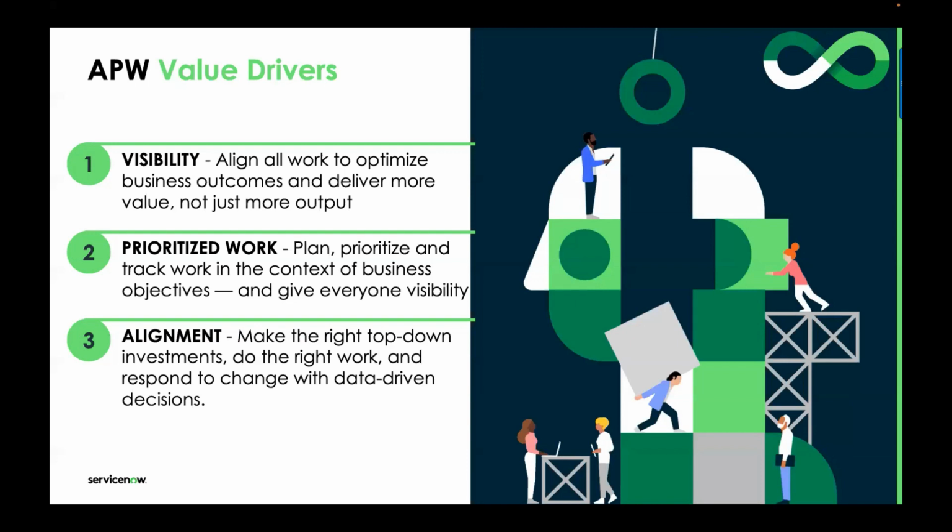Again, the value drivers, right? The value drivers are visibility. So you get to see alignment of the work and the execution of that work. You get to understand a prioritization of the work. You'll see how we do prioritization within APW and how that works. And make sure you're looking top down at your investments, right? What investments are we making? And is the work that we're actually executing on the right work?